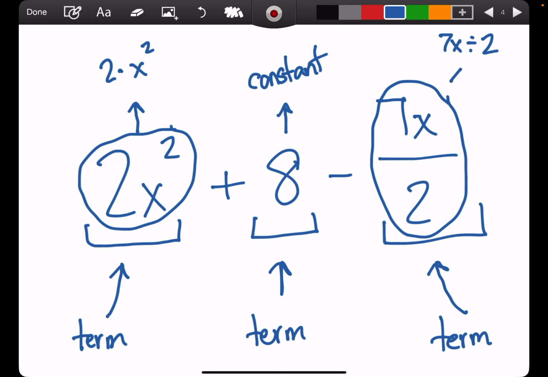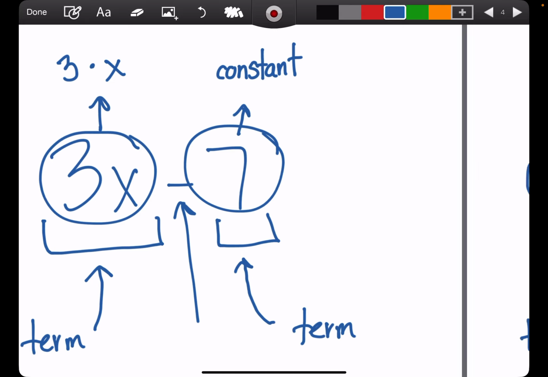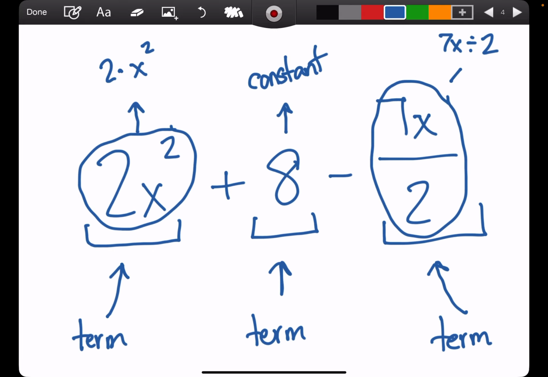So we have three different terms in this expression, whereas if we go back to the first example, we had two different terms. And again, they're separate. Terms are separated by the addition symbols or subtraction symbols in an expression or an equation.